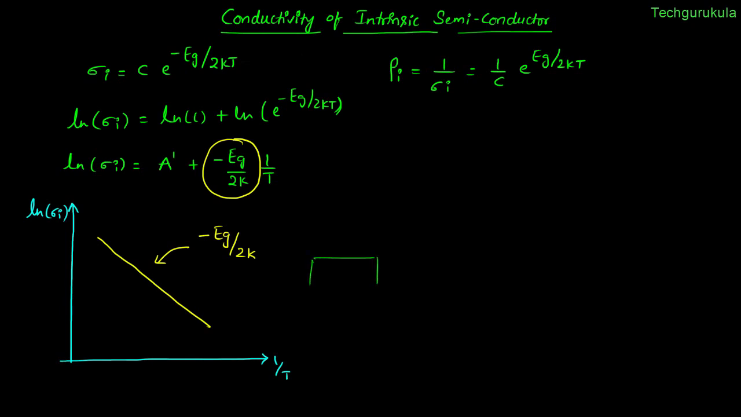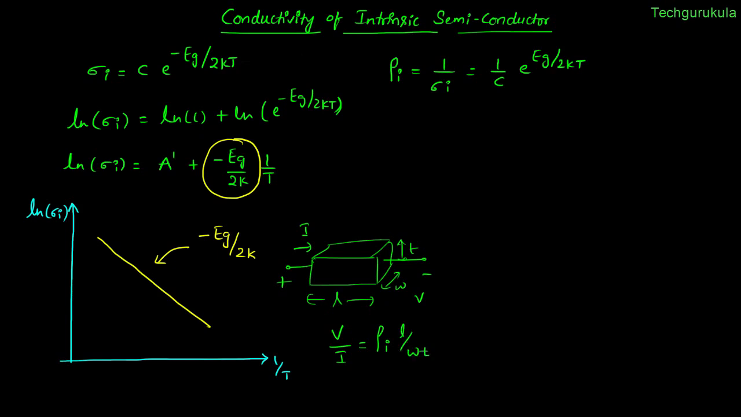If you take an intrinsic semiconductor of dimensions, let's say this is length, this is width, and this is thickness, and let's say we apply a potential difference of, let's say V, and the current that flows, let's say, is I. Then we can find the resistance of this piece of intrinsic semiconductor, which is given by V over I. And we know this can be written as the resistivity of this intrinsic semiconductor times the length over the area, W times T. Based on this expression, you can find rho i, the resistivity of intrinsic semiconductor, and we can find sigma i, which is 1 over rho i.